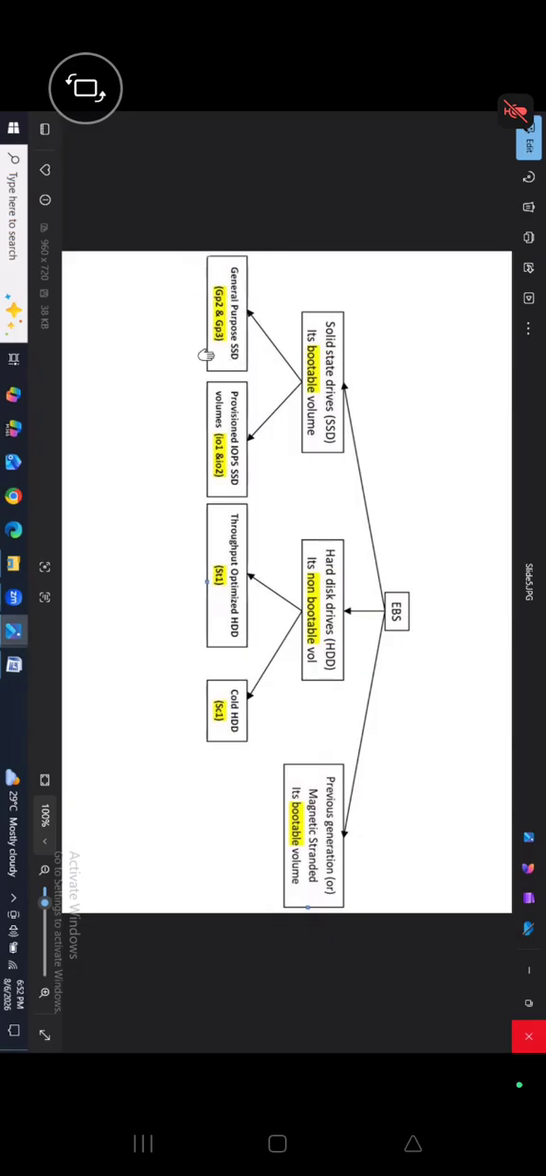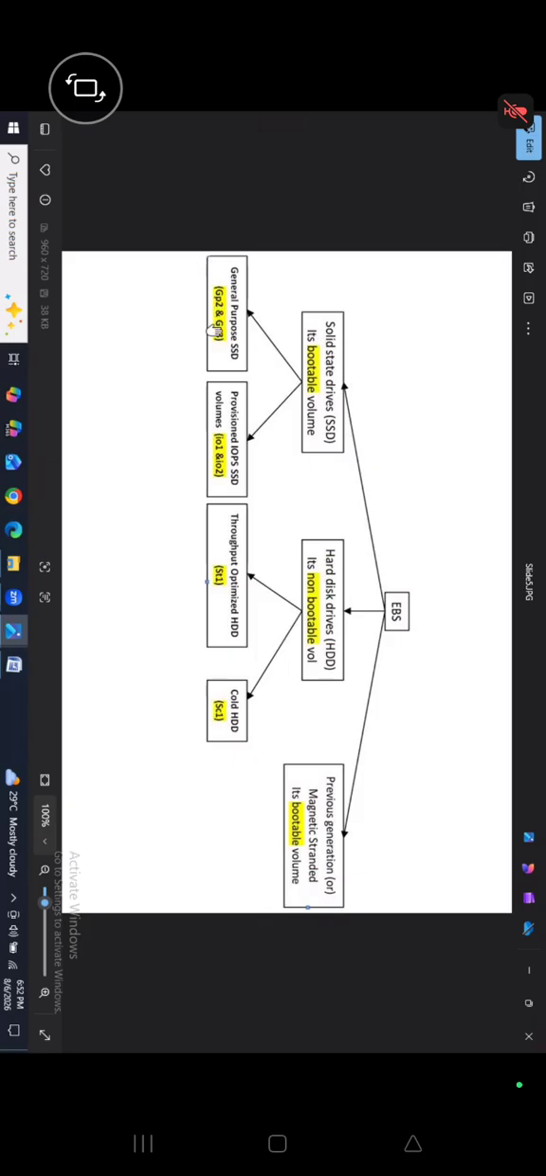General purpose SSD has two API names, GP2 and GP3. Those are all API names, guys, okay? We had GP1 also. Nowadays no one is using GP1. In the very initial days, about 10 years ago, we had GP1. So we don't have GP1 nowadays. No one is using it.